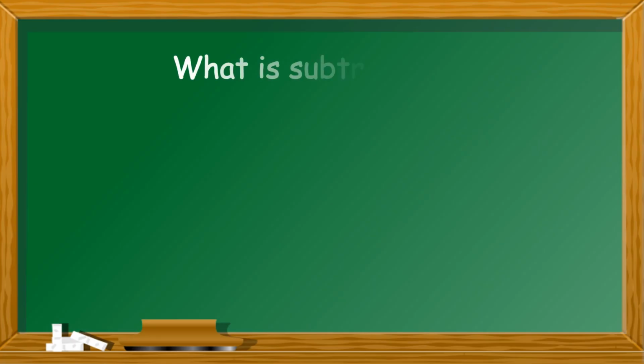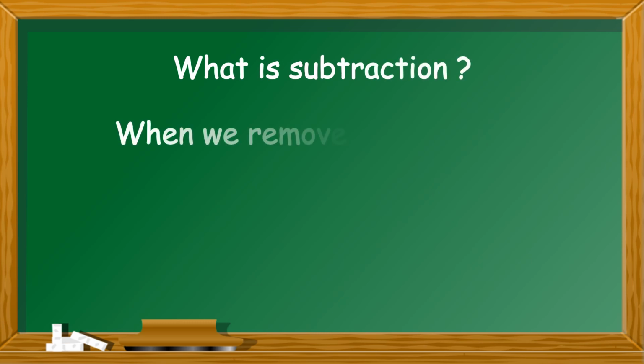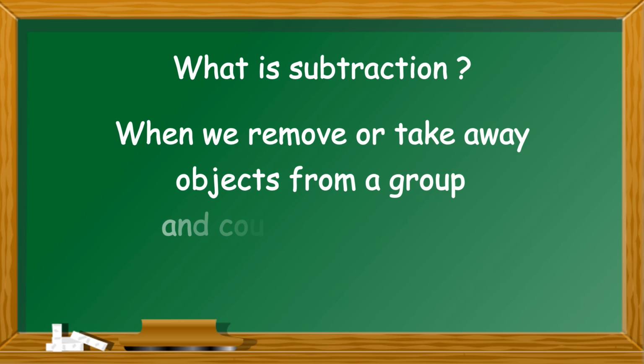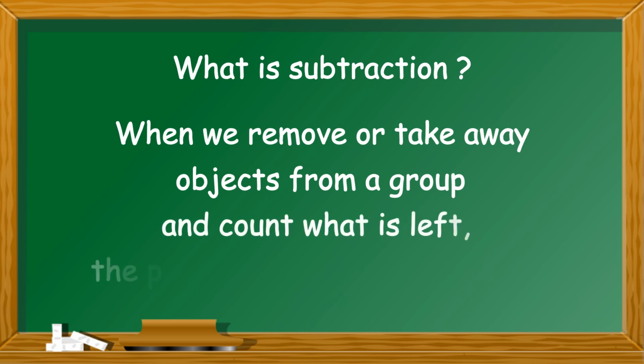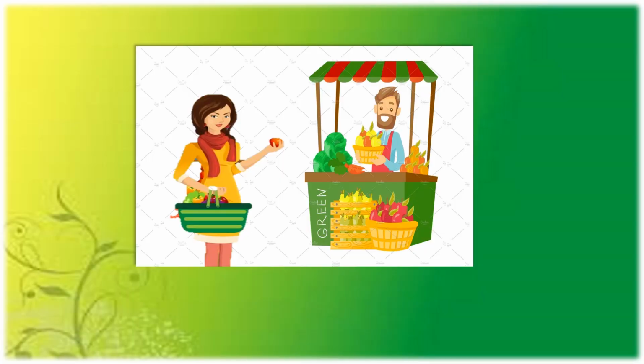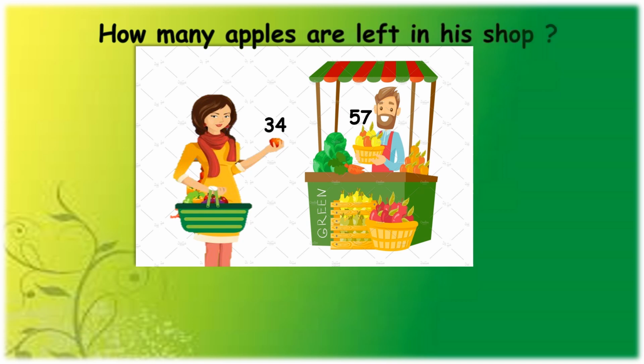What is subtraction? When we remove or take away objects from a group and count what is left, that process is called subtraction. Look at the example of this fruit seller. He has 57 apples in his shop, out of which he sold 34 apples to the lady. If you are asked to find out how many apples are left in his shop, what will you do?